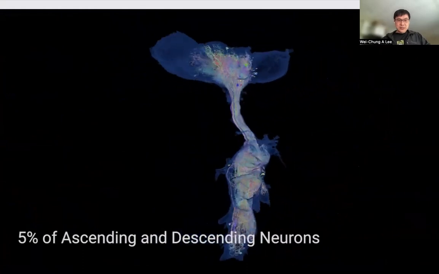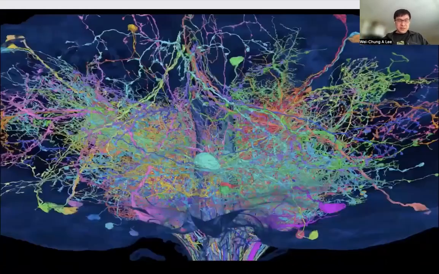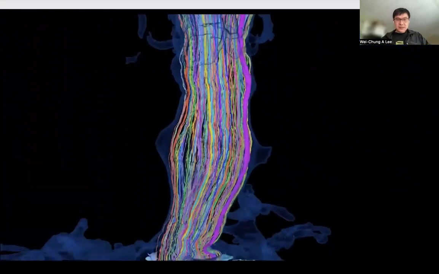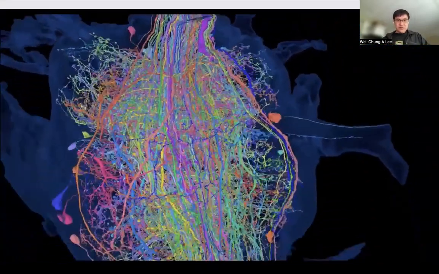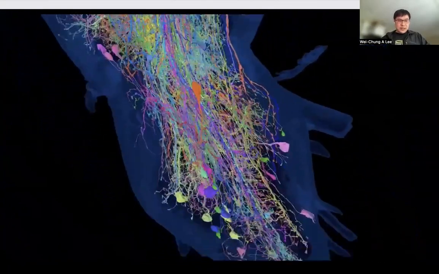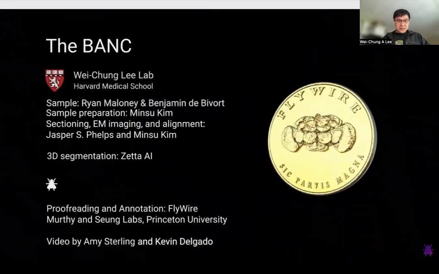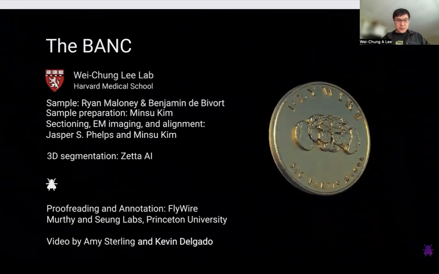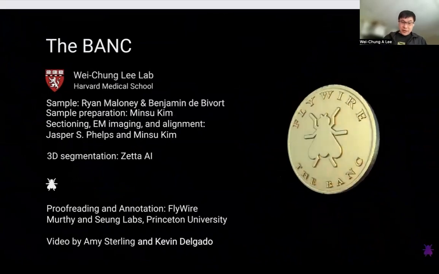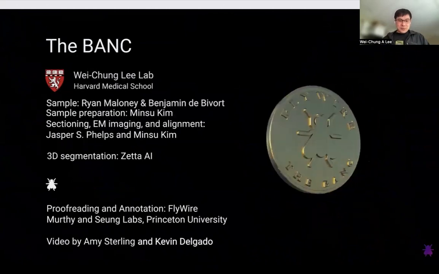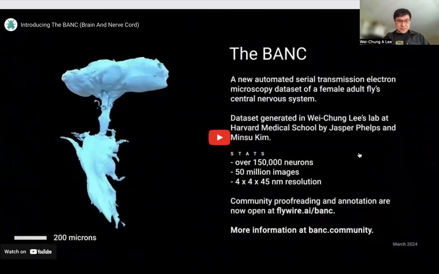What you're seeing now is just a small subset of the ascending and descending neurons that have recently been proofread by the FlyWire 611 team. I just want to thank Zetta AI for the segmentation, the CAVE team that helped us get the data into the annotation framework, and obviously FlyWire and the 611 team, and now opening it up to the whole FlyWire community. I should also give a shout out to Minsu and Jasper, who helped to generate the data set while they were in the lab.